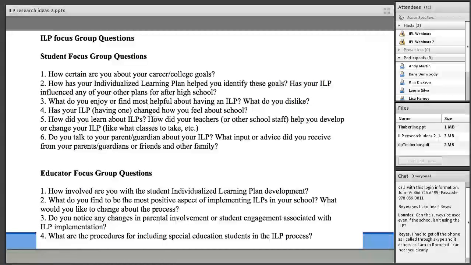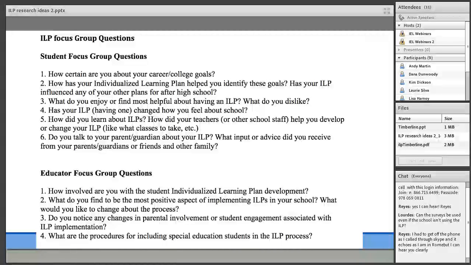Okay, thanks, Reyes. So the student focus group questions, these were ones that we did after the first year of our study, and this is something that if you're implementing ILPs or whatever you're implementing, it was nice to go in to see how people were experiencing it. And so we did a bunch of focus groups. These were the questions we asked, and you can certainly modify them for your own use.